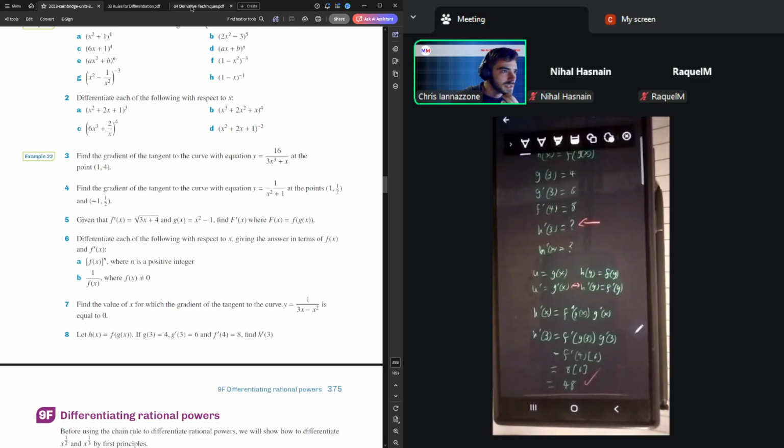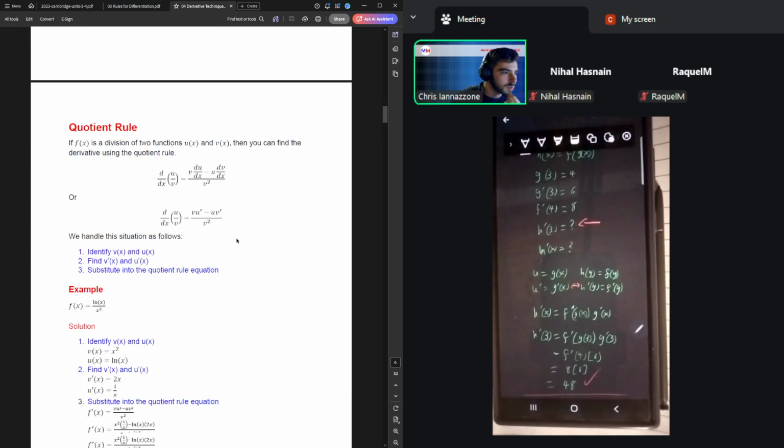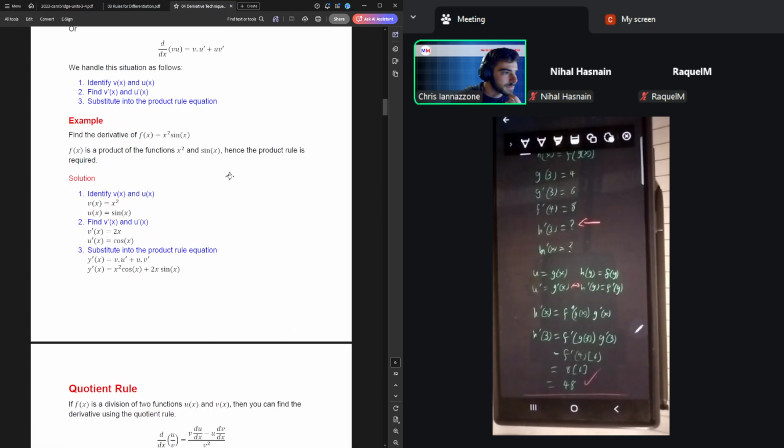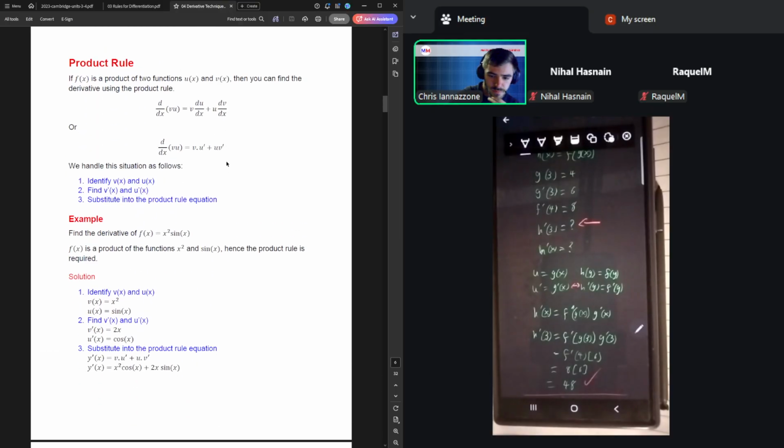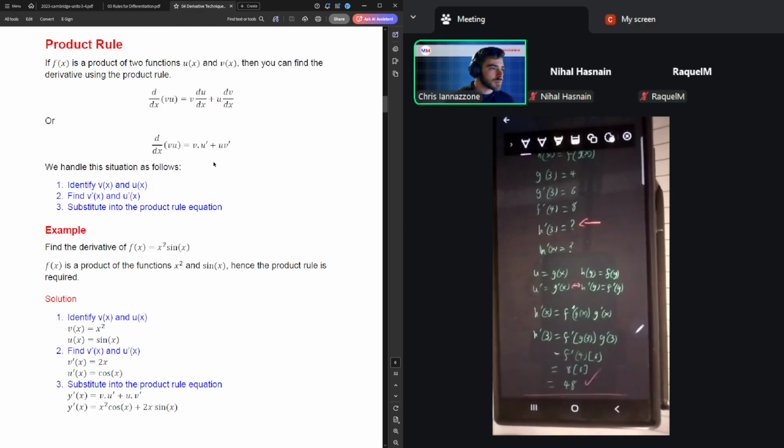Maybe while that's being sent, I'll introduce the next topic. That's going to be the product and quotient rules. So we've looked at how to handle composite functions at this point. The product and quotient rule are now here to handle what happens when you have a multiplication between two separate functions, or what happens when you have a division between two functions.